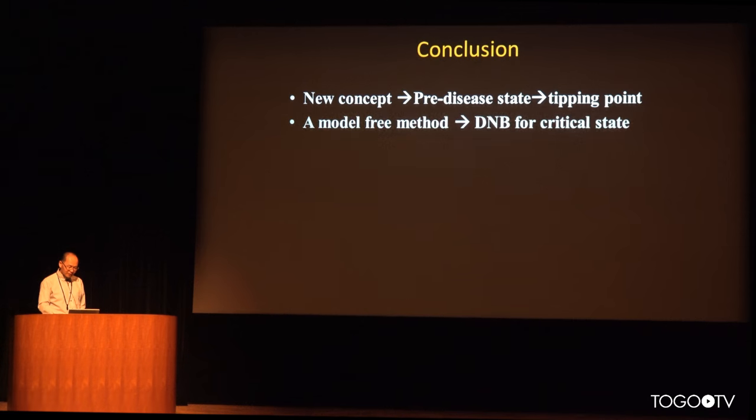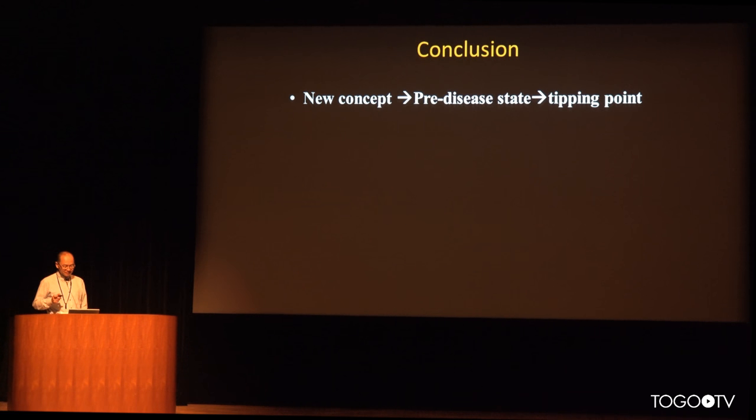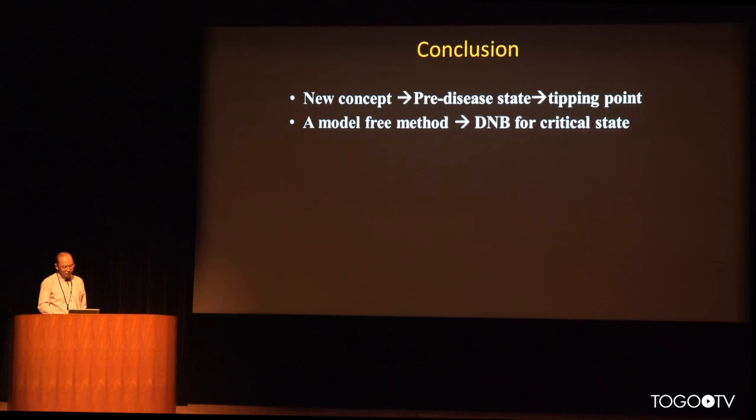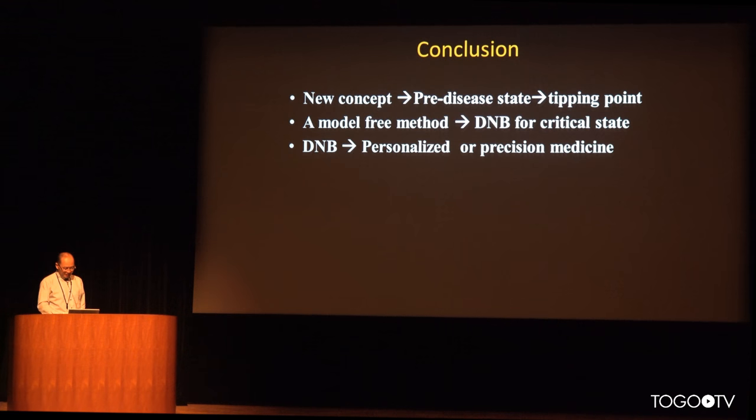And here I give a new concept. We call it the critical, or pre-disease, state. It is still reversible, so the key is that it is still reversible. Also, we gave a theoretical work, which we call the dynamic network biomarker theory, to detect and quantify the tipping point. It is model-free, so we don't have any model, and certainly we don't have any parameters. As long as omics data are measured, we can detect it.